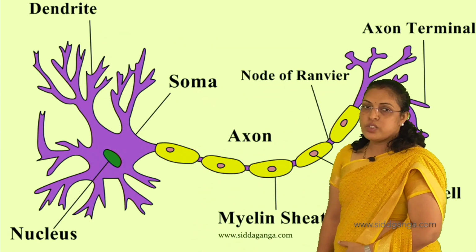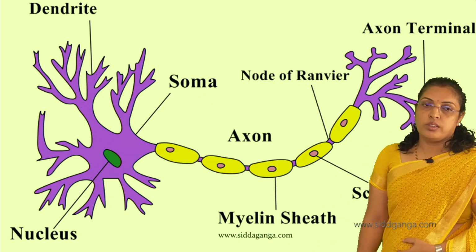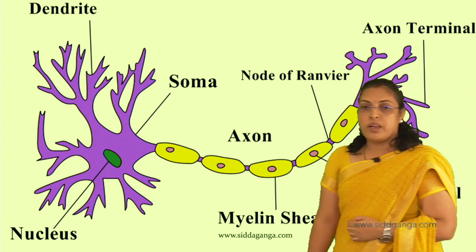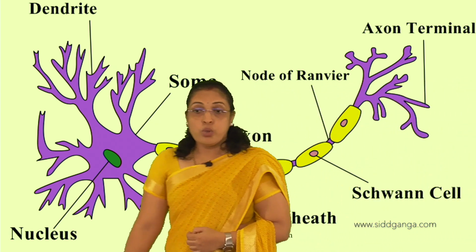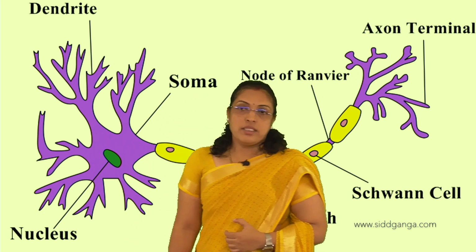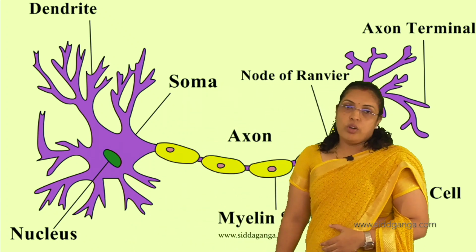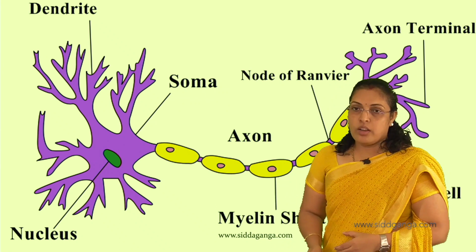This is the structure of a neuron. This diagram shows you the dendrite, nucleus, myelin sheath, axon, nodes of Ranvier, Schwann cells, and axon terminal. This comes for 5 marks in your annual exam.